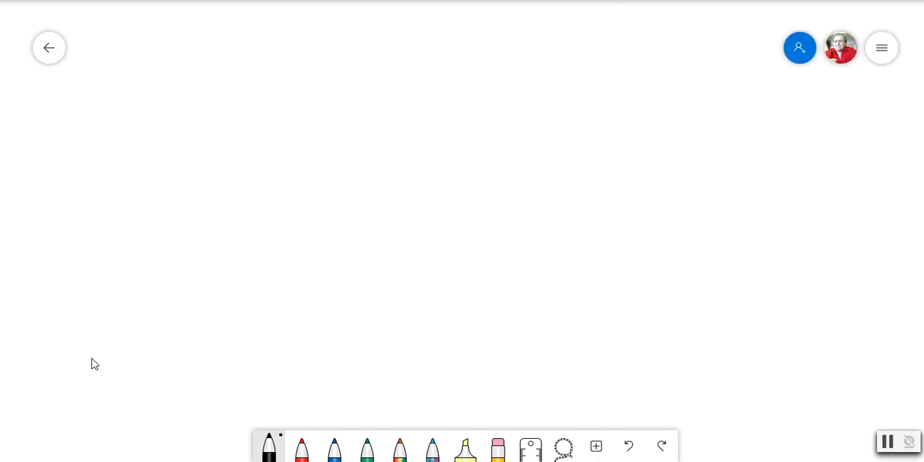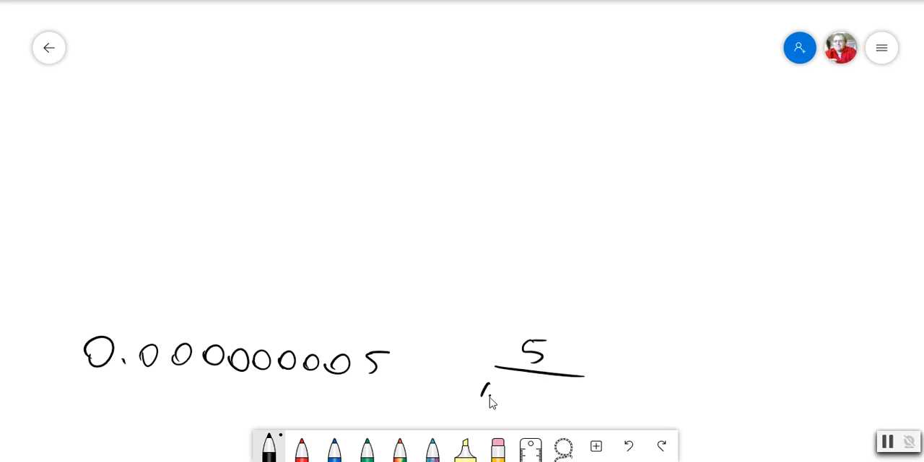Like you have something like this. Tens, hundreds, thousands, 10,000s, 100,000s, millions, 10 millions, 100 millions, 5 over a billion. So what that would be is 5 over 1 billion. 5 billionths. Billionths, not billions. How do you write that?